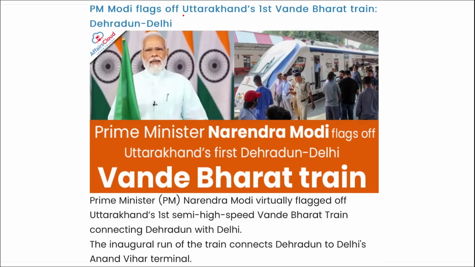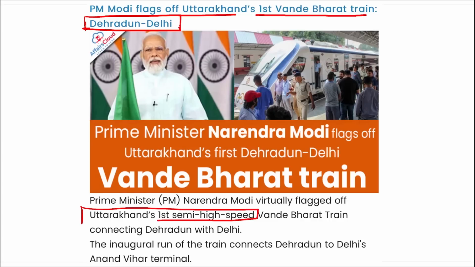Next, Prime Minister Narendra Modi has flagged off the first Vande Bharat train between Dehradun and Delhi. He flagged off this train in the virtual format. Prime Minister Narendra Modi flagged off Uttarakhand's first semi-high speed Vande Bharat train connecting Dehradun and Delhi.